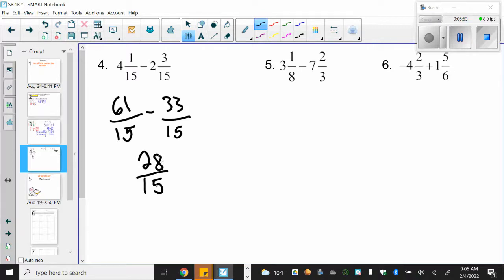28 and 15, let's see. 15 would be 15 and 1. 5 and 3. No, it's it. 28 and 15.